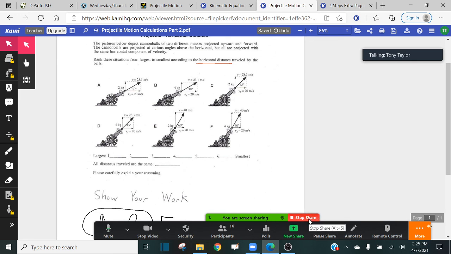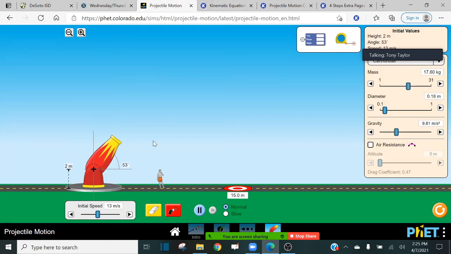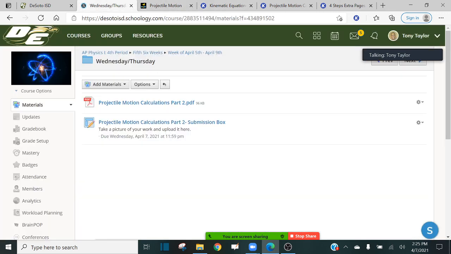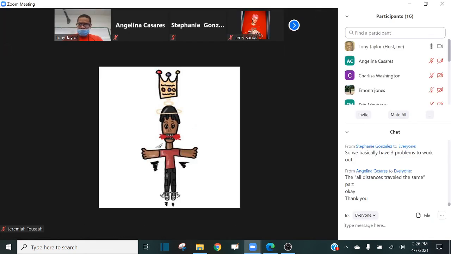All right, guys, that's pretty much all I have for today. As soon as you're done showing me your work, you're going to take a picture of everything and upload it to the submission box. This is called Projectile Motion Calculations Part 2. As soon as we are done with our calculations, we are done with projectile motion. Okay, let me stop recording.